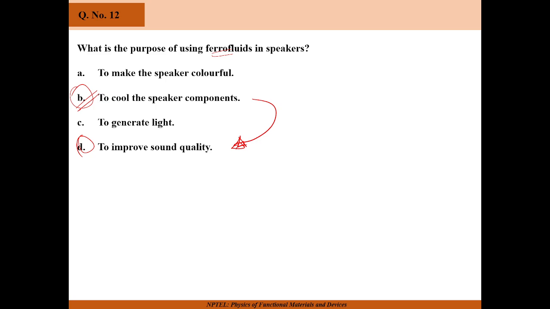But when you use ferrofluids in speakers, it was found that they exhibit very high heat dissipation. That means the heat generated in the system can be taken out by using these materials, and that will improve your sound quality. So the correct answer is option B, and option B will lead to option D. When such a question is asked, you are supposed to write option B.